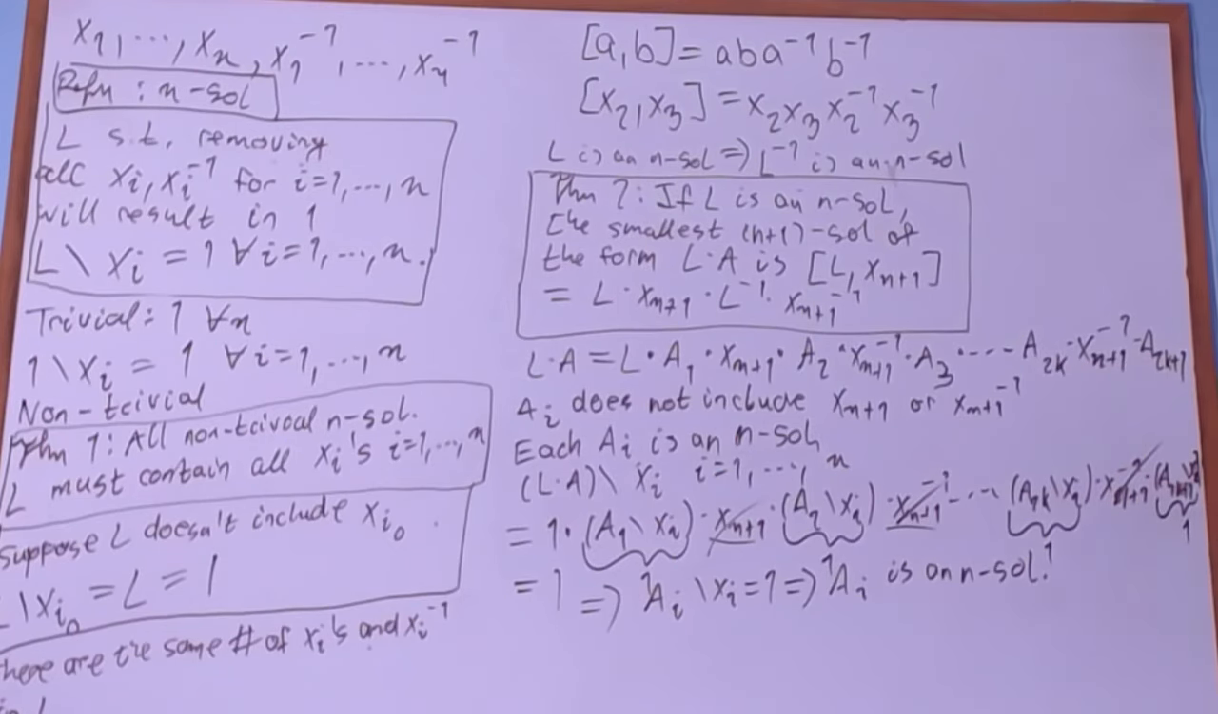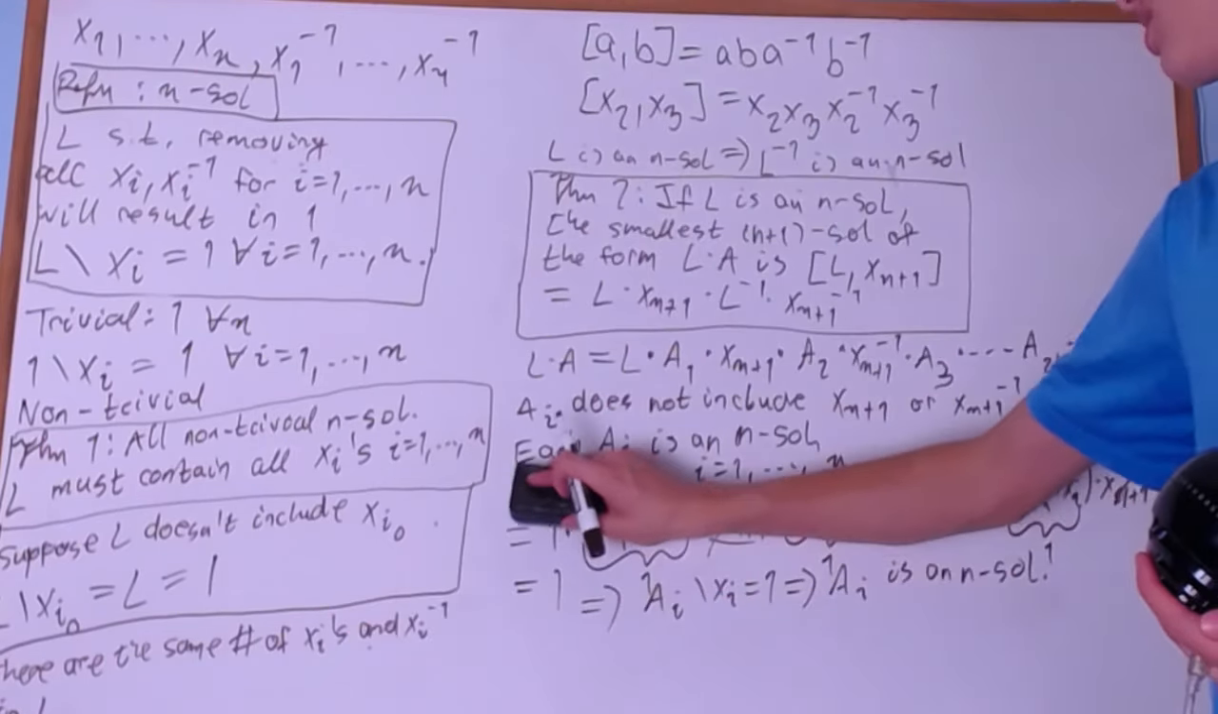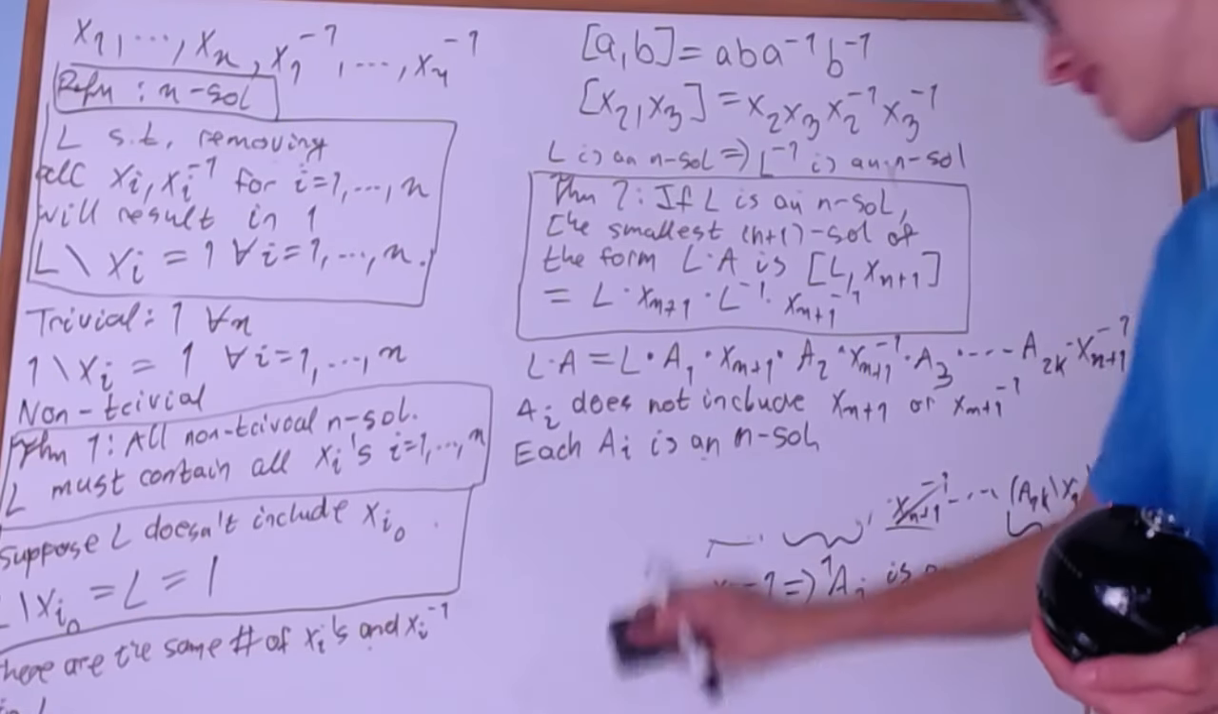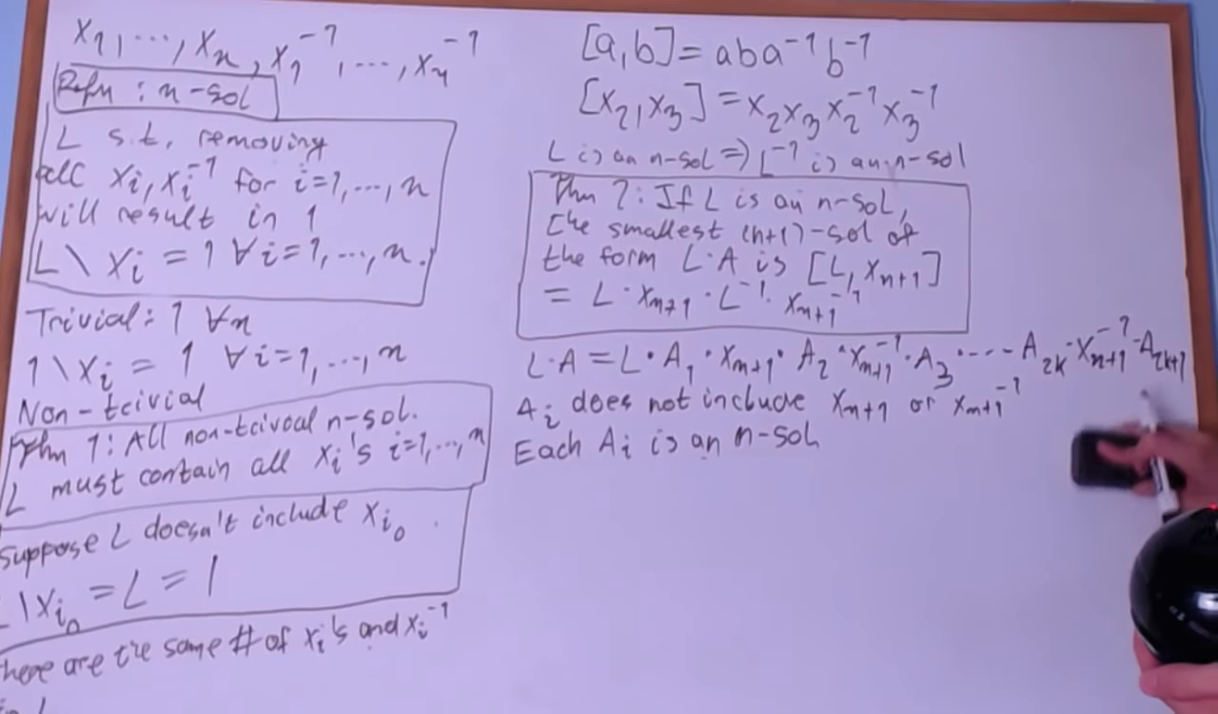Now I'm going to erase that proof, because we're done with it. And we're just going to use this statement now, that each ai is an n solution.